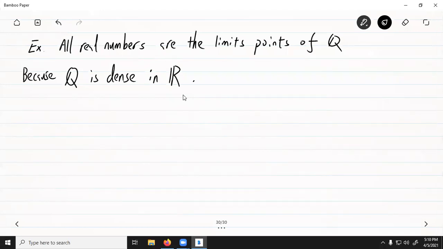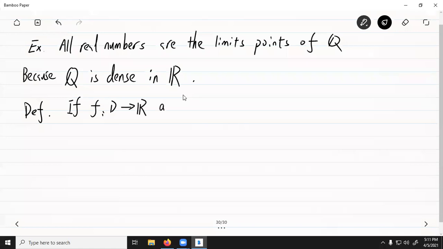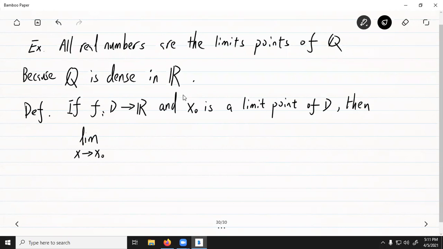Okay, so now let's look at how to define the limit of a function. If f is a function from D to R, and x0 is a limit point of D, then the limit as x approaches x0 of f of x equals L. This is the limit of a function.